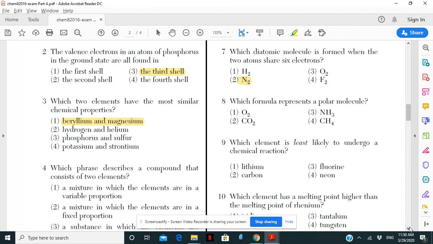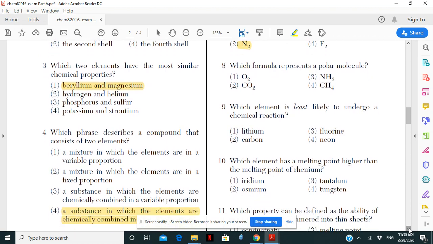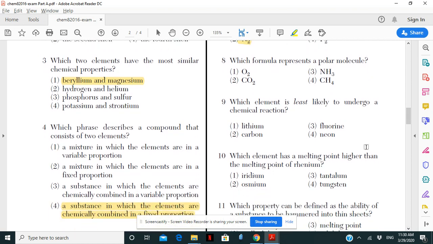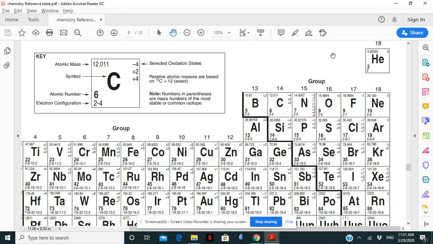Now, which formula represents a polar compound? As we understand, a polar molecule means the difference in electronegativity should be more than 1.7 or 1.8. So I'm checking the difference in electronegativity. For sure, I'm crossing out oxygen because this is the same molecule, so I don't have any difference in electronegativity.